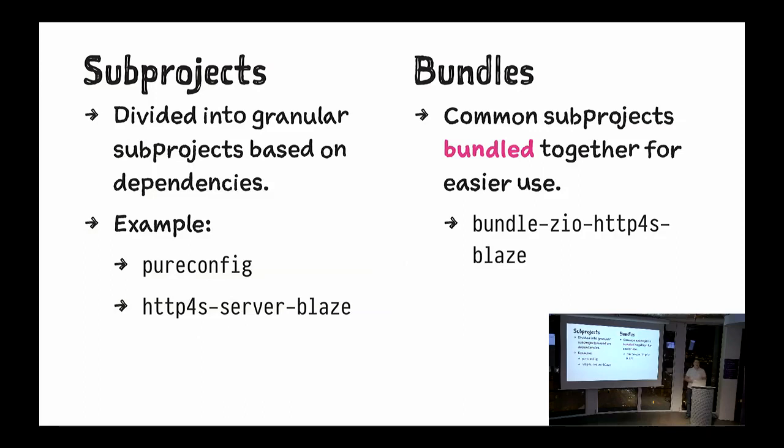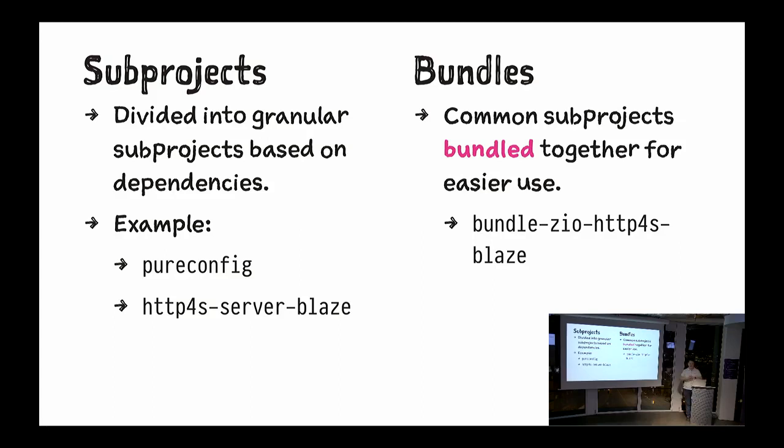Yeah, so I've talked about this. The project is divided into sub-projects based on dependencies. So for example, pure config or HTTP4s server Blaze. The reason for that is I want to be able to exchange any sub-project for a different implementation, and I don't want this to force me to rewrite all my code.